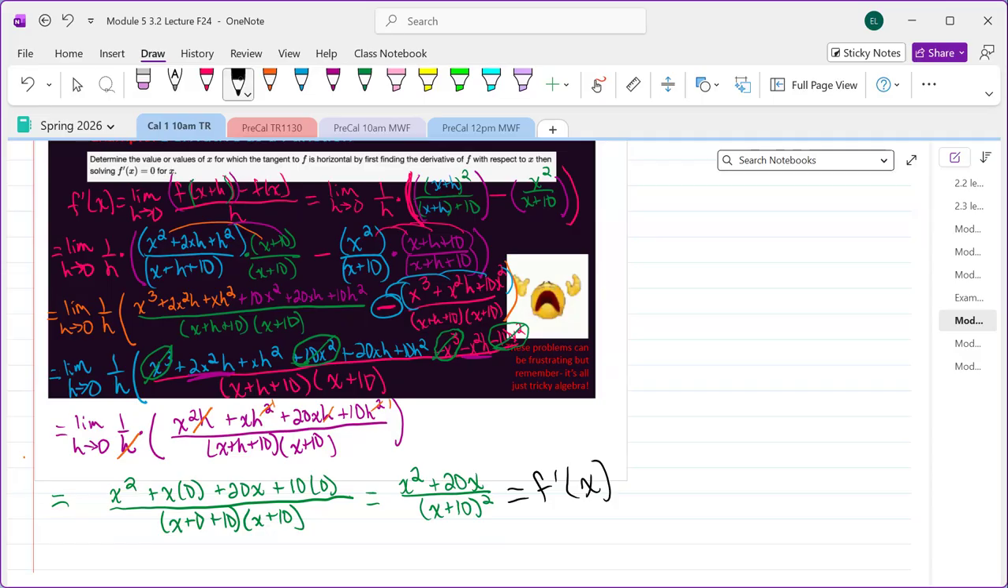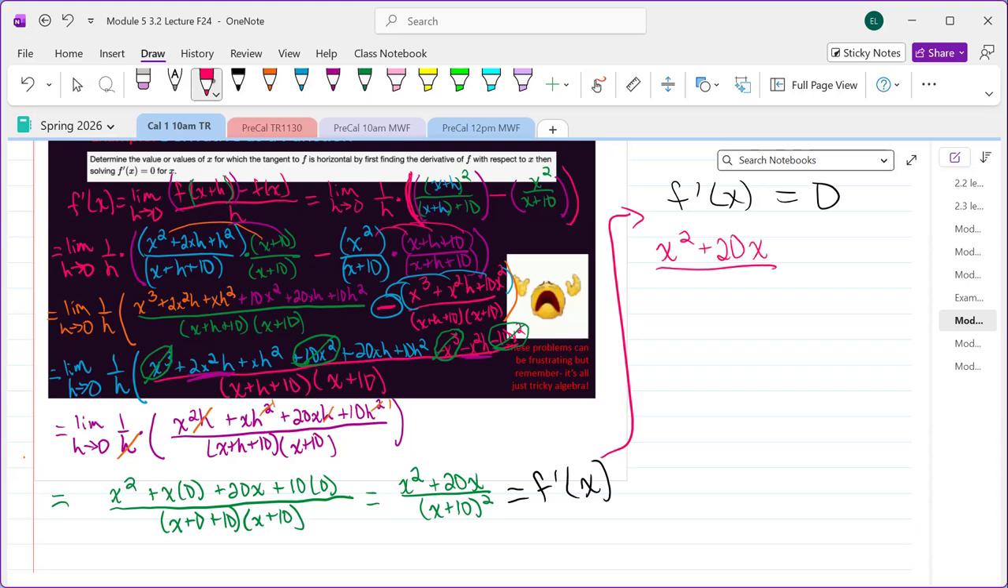The question, though, was when is the tangent line horizontal? When is the slope of the tangent line equal to 0? So the question was actually asking us to solve f prime of x equals 0. So I'm going to take that formula and put it in here. x squared plus 20x over x plus 10 squared.